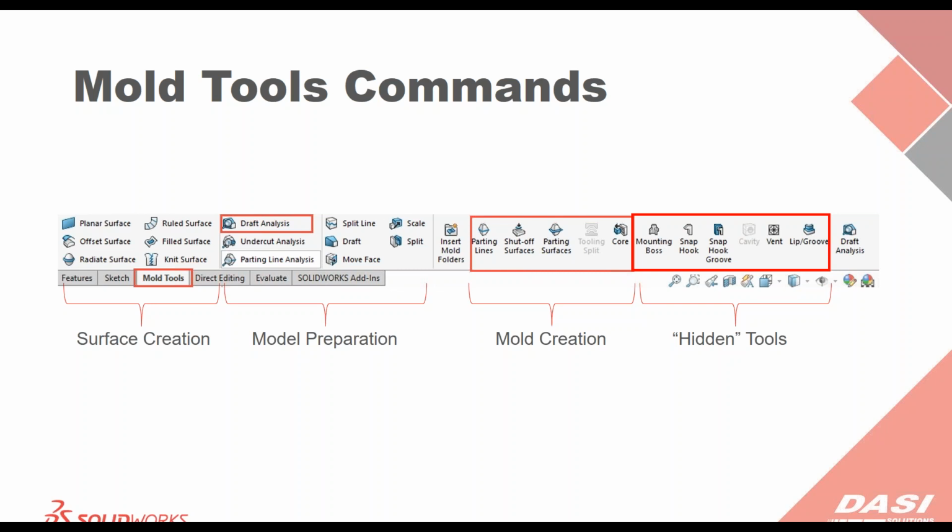The last category there is what I like to call the hidden tools, because by default those aren't actually placed on your command manager. This is a snapshot of my command manager that I customized. They have a couple other highly added value tools that you don't normally see. These are for doing mounting bosses or snap hooks, adding vents, lips and grooves, anything like that. They have automated commands that actually do those. So you can place the features and then customize within a command manager, and it makes it really simple to place those really common features.